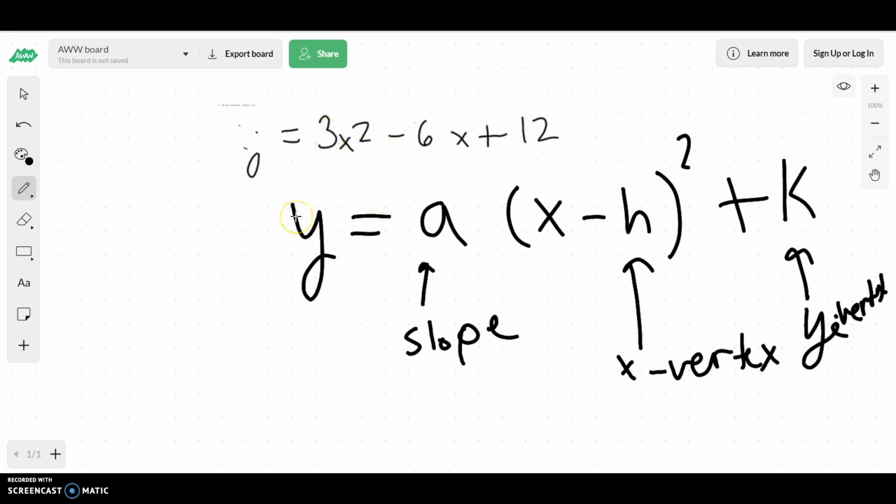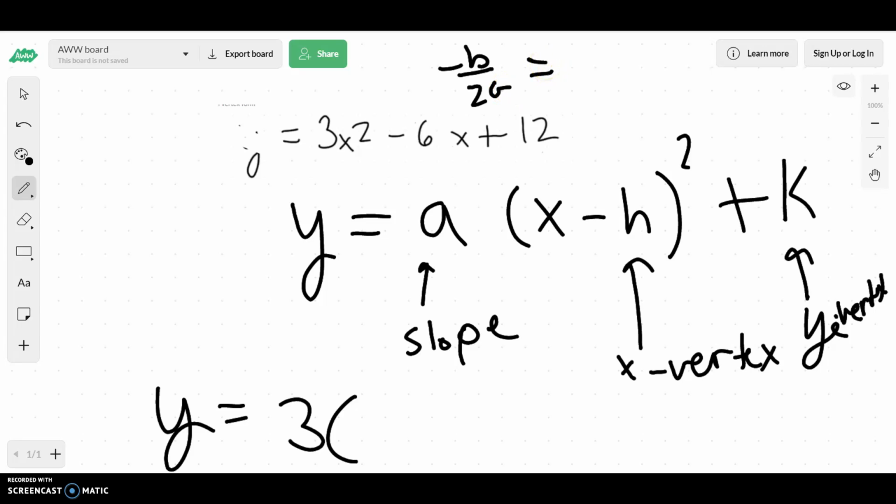So our slope remains the same. So our new equation would be y equals 3. And then the next thing we would need to find is our x vertex. If you remember from standard form, how you find your x vertex is you do negative b over 2a, which for us in this case would be 6 over 2 times 3, which is 6. So 6 over 6 is 1. So that's x minus 1 squared.